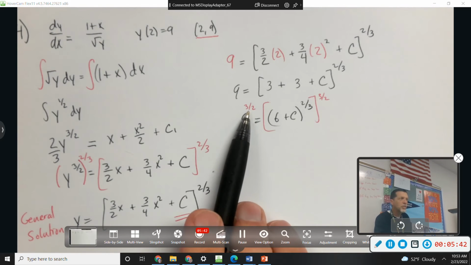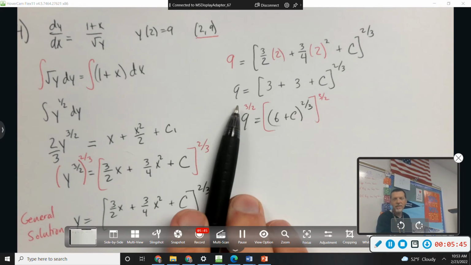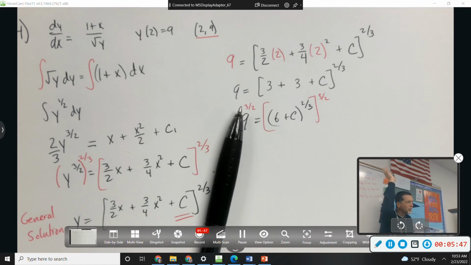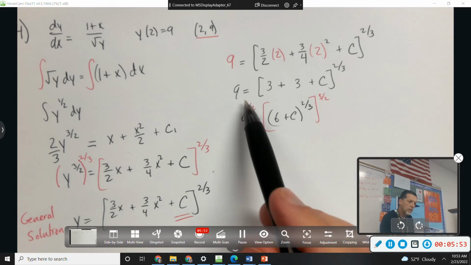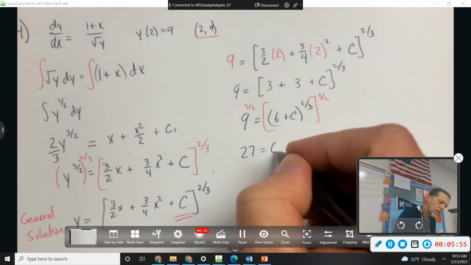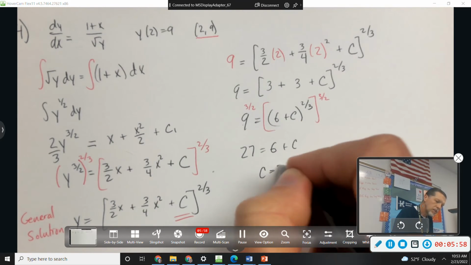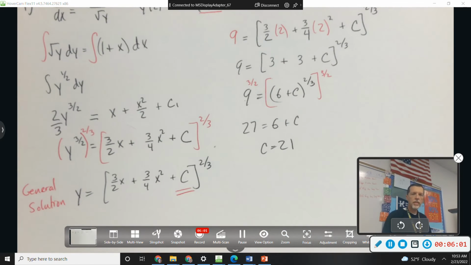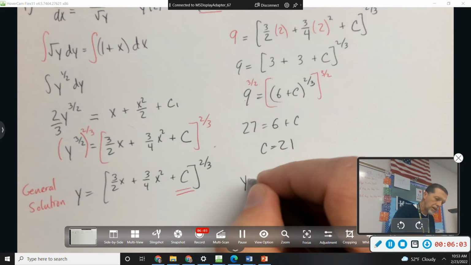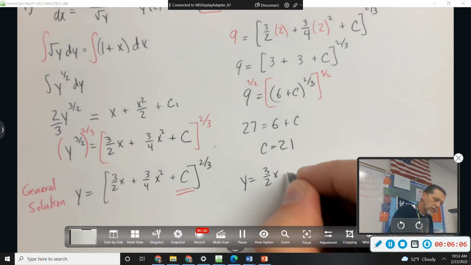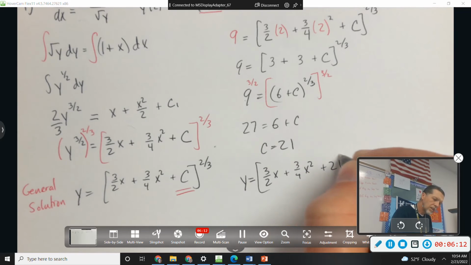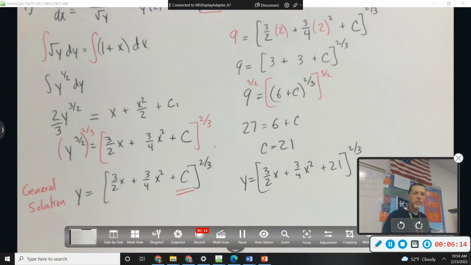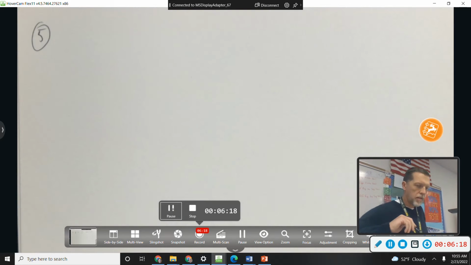The bottom number's the root, the top number's the power. Right, the root grows on the bottom, the flower power grows on top. So the square root of 9 is 3. 3 cubed is 27. So c is 21. So y equals 3/2 x plus 3/4 x squared plus 21, all to the 2/3. That's a different answer. C is different.